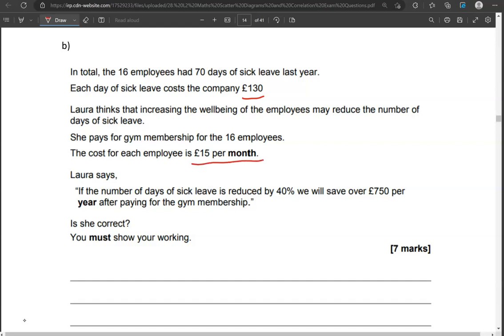Laura says if the number of days of sick leave is reduced by 40%, we will save over £750 per year after paying for the gym membership. Is she correct? You must show your working.